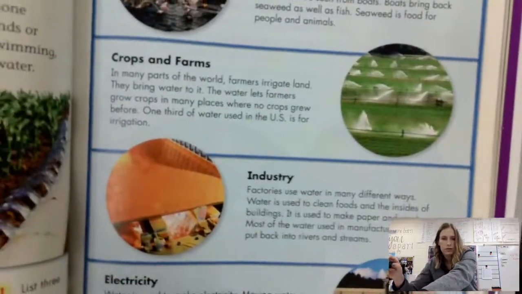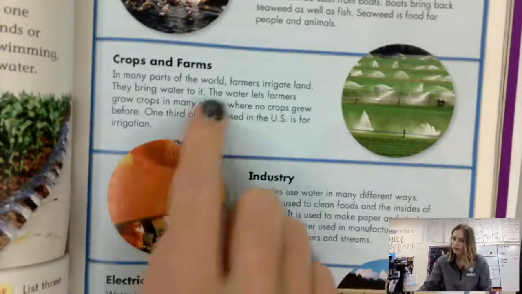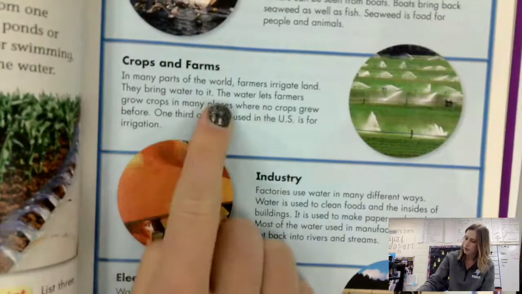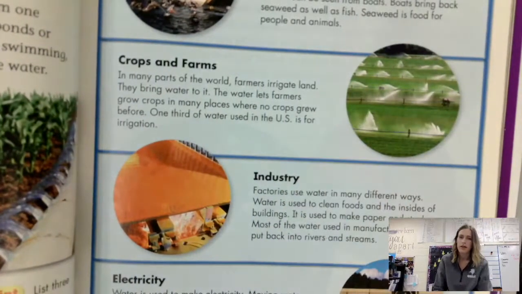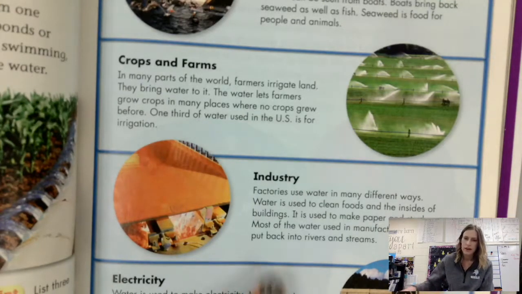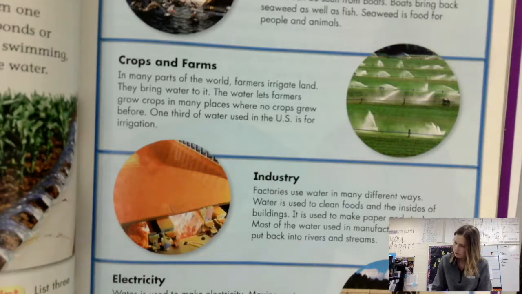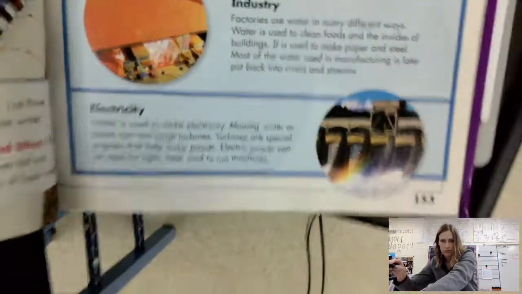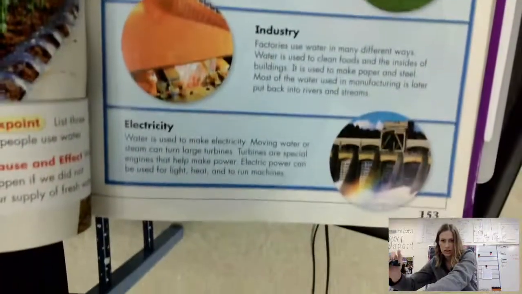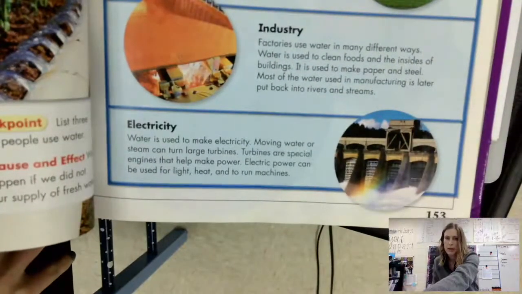Crops and farms. Many parts of the world, farmers irrigate land. They bring water to it. Okay, so this is irrigation that is coming out of the ground to help those plants grow. Industry, factories use water in many different ways. It's used to clean foods. It's used to make paper and steel. And then electricity, water is used to make electricity. There's an example of some of those turbines in a dam that are helping to make power.